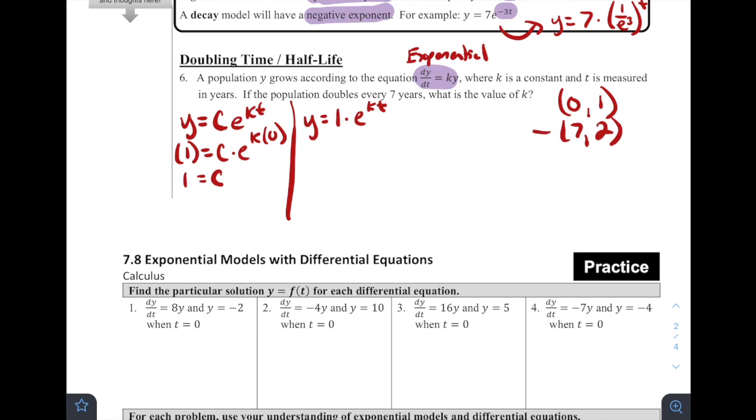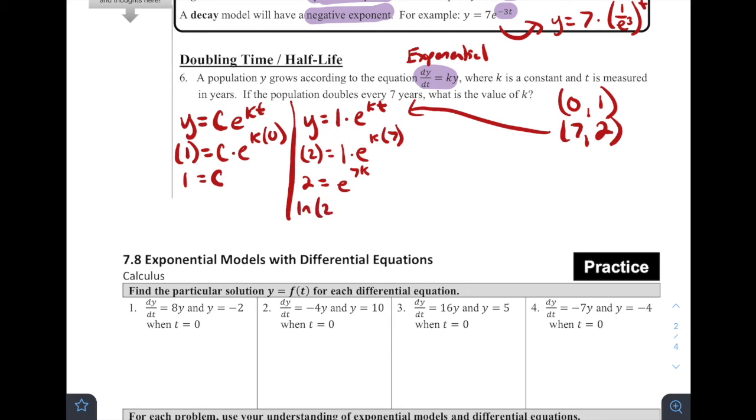And what we can do is we can plug in our 7, 2 into this equation to help us find out what k needs to be. So our y value is 2. That's equal to our c, which is 1, times e to the k times our t, which is 7 for this. So 2 equals 1 times e to the 7k, or just e to the 7k power. And if I want to find out what that k is, we've got to get it out of that e equation. So we're going to take the natural log of both sides.